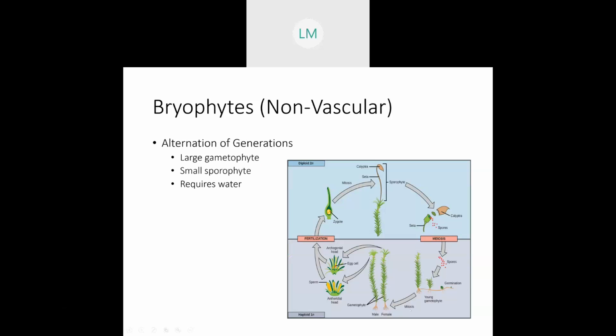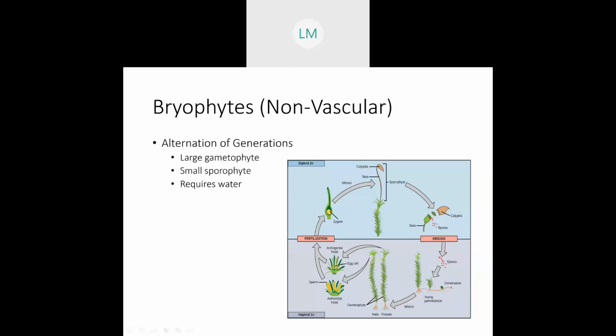And here, this is our alternation of generations life cycle. So it's just like our basic diagram that we saw before, except this is bryophyte specific. In this structure, this is just some notes over here. Our gametophyte is going to be our large structure. Our sporophyte is going to be smaller and dependent on that gametophyte. And we're requiring water.